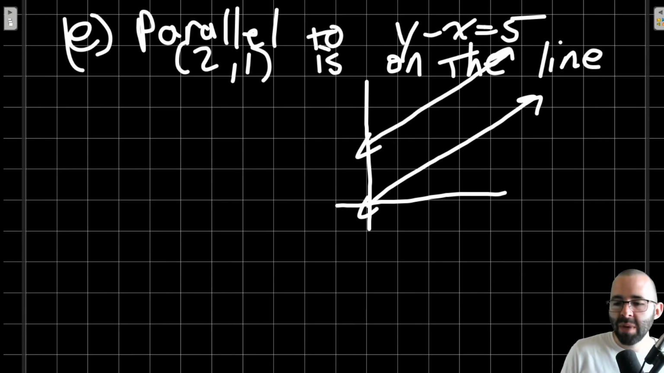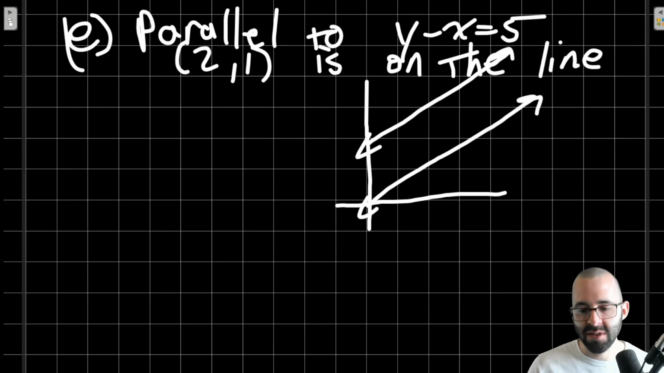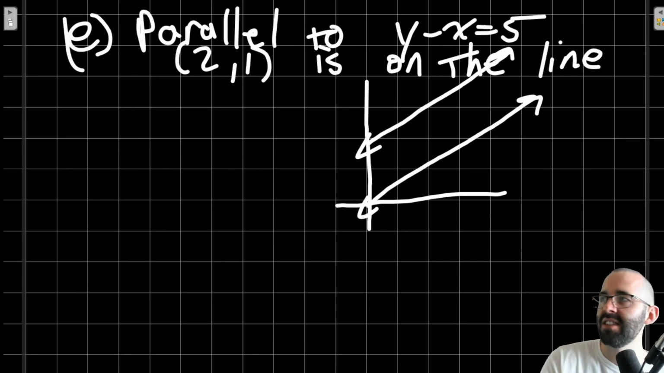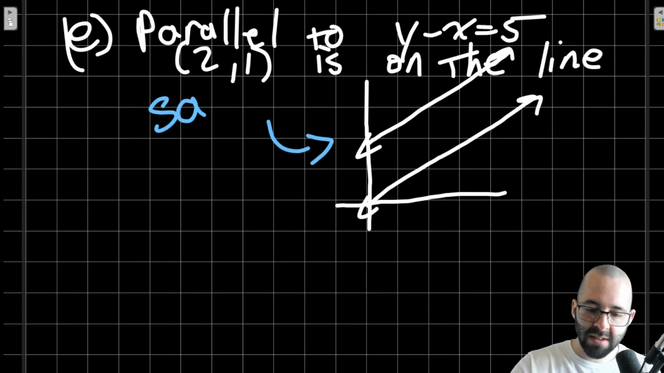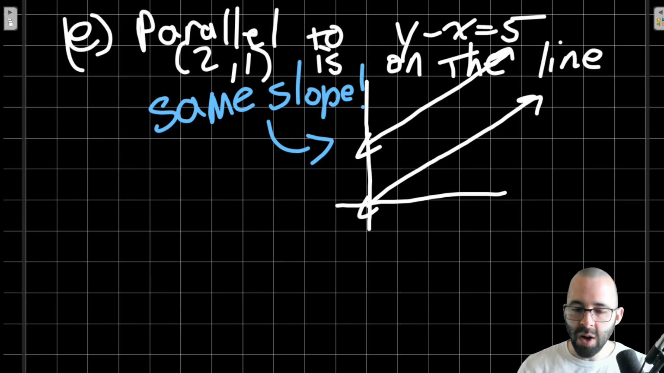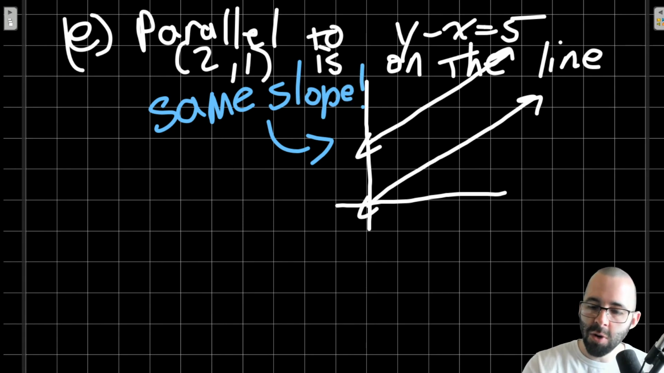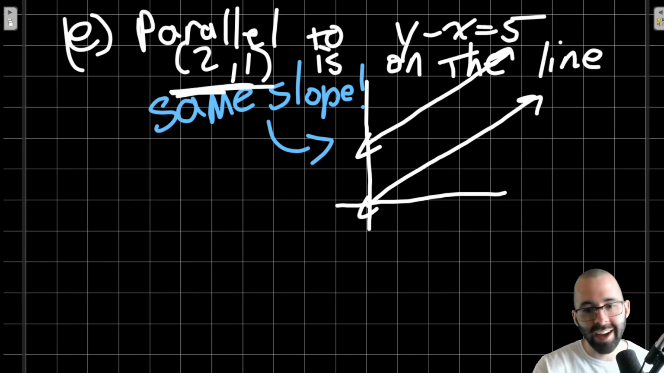Okay. Parallel means they have the same slope, right? These are the same levels of steepness. Okay. So that's the idea right here. Anytime you see parallel, that means same slope. So all we need to do is find the slope of this original line that they gave us, and then use point slope form again with this other point that they told us.